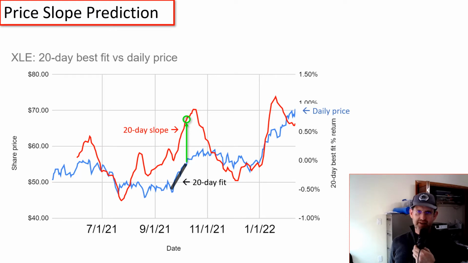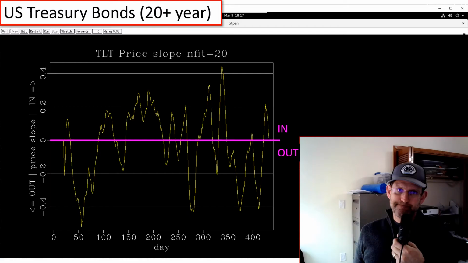To give you a quick background on price slope, here's an example with XLE, the energy sector ETF. Say that I take 20 days of past price data, make a straight line fit to those 20 days, and I plot the price slope in red. When the slope is positive, all it's saying is that on balance, the price has been moving up over the last 20 days. Pretty simple. If you're a trend follower, then you're following the trend. You hope that the trend of the past will continue into the future. It's as simple as that.